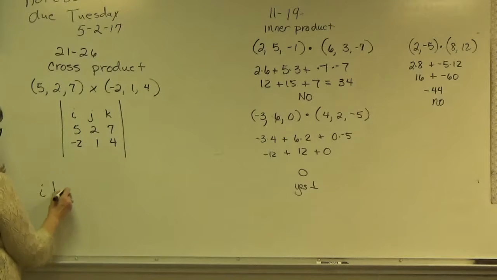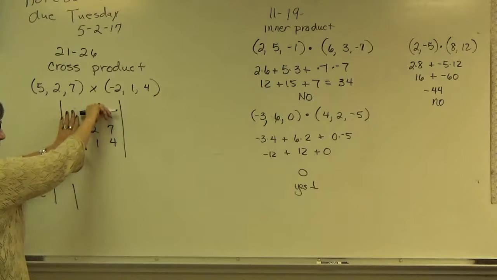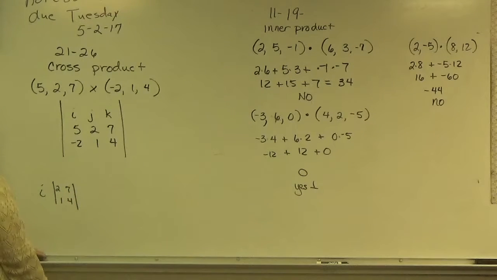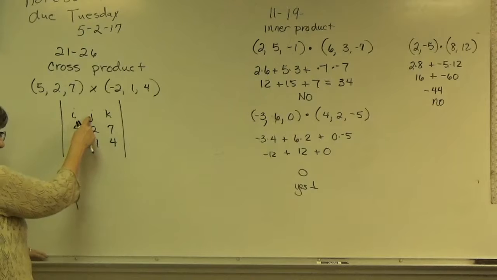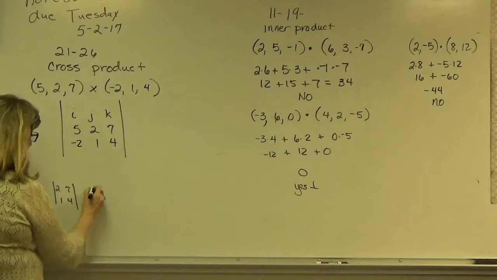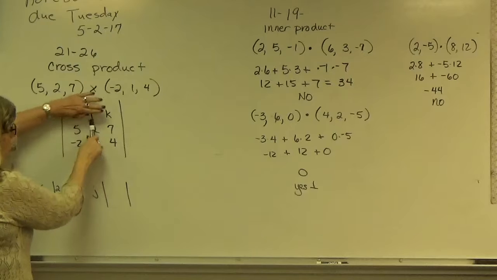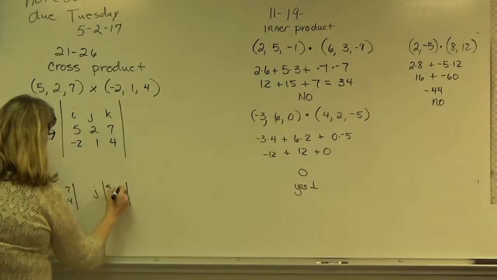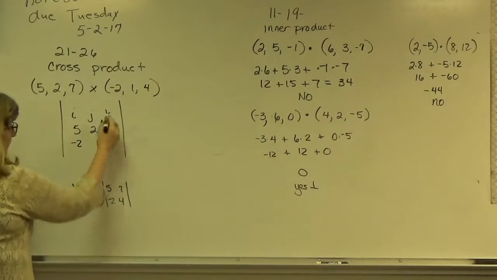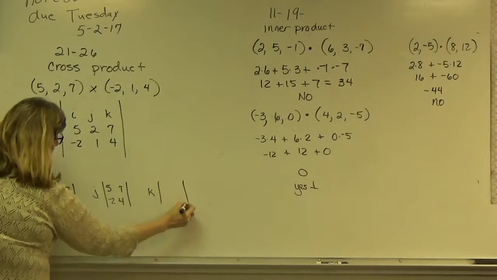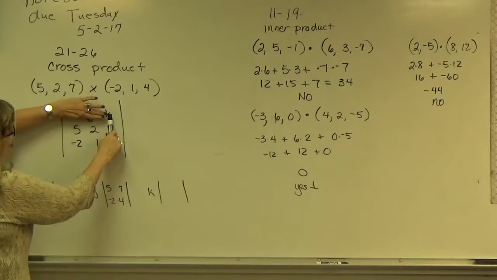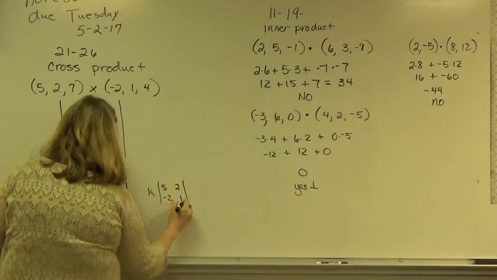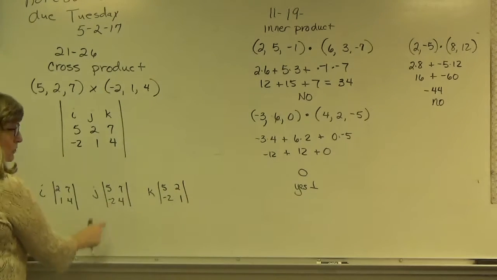So I times, you cover up the row and the column that the I is in. So that's 2, 7, 1, and 4. Then you go to the next position in that row, and it's a J. Cover up the row and the column that it came from. So what's it leave me? 5, 7, -2, 4. And then you go to the last in that row, which is K. Cover up the row and the column that the K is in, and it leaves me... Was that a -2 in the J one? That's a -2, yes.